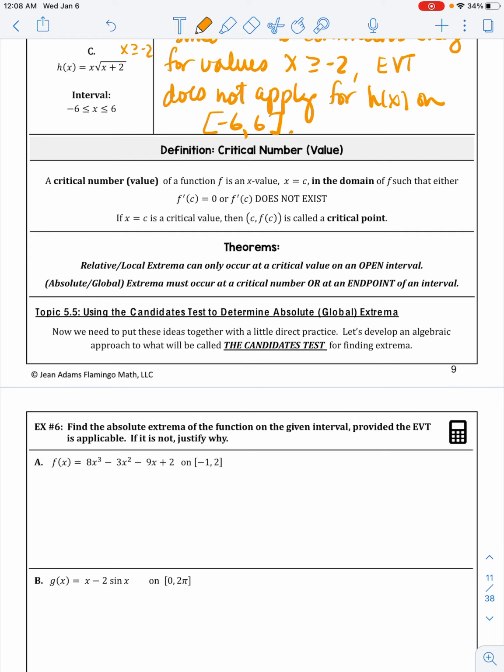So, using the candidates test to determine absolute global extrema. Now we need to put these ideas together with a little direct practice. Let's develop an algebraic approach to what will be called the candidates test for finding extrema.